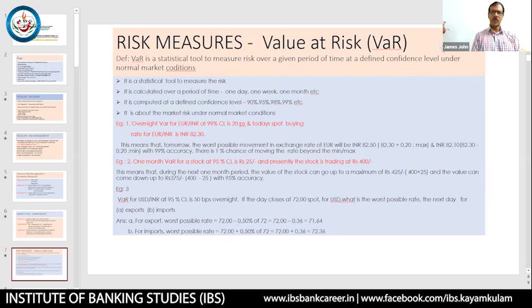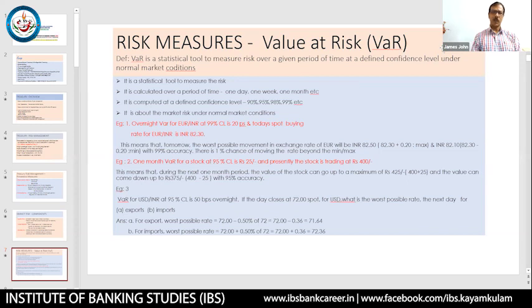I have given another example. 1 month VaR for a stock at 95% confidence level is rupees 25, and presently the stock is trading at rupees 400. What does this indicate? During the next 1 month period, the value of this share can either go up to 400 plus 25, which is 425, or come down to 400 minus 25, which is 375, with 95% accuracy.